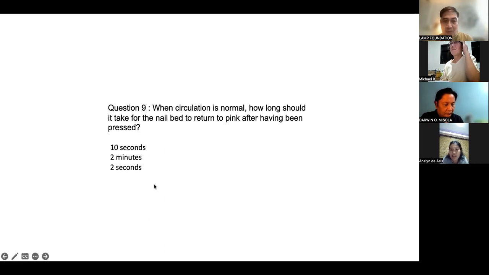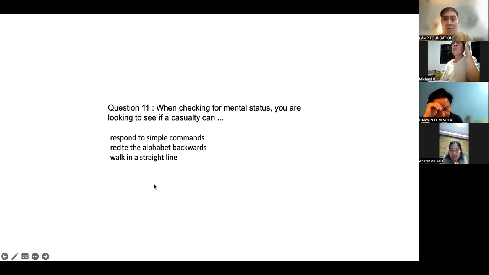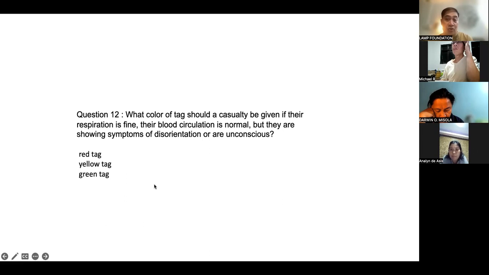2 seconds. If the nail bed takes longer than 2 seconds to return to pink after being pressed, the casualty is given a red tag. When checking for mental status, you are looking to see if a casualty can respond to simple commands. What color of tag should a casualty be given if their respiration is fine, their blood circulation is normal, but they are disoriented or unconscious? Red tag.